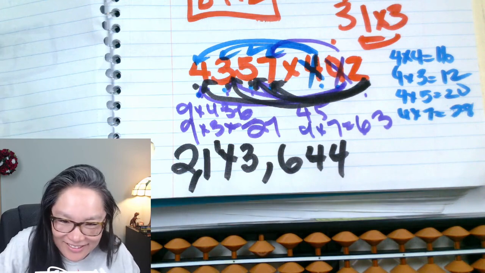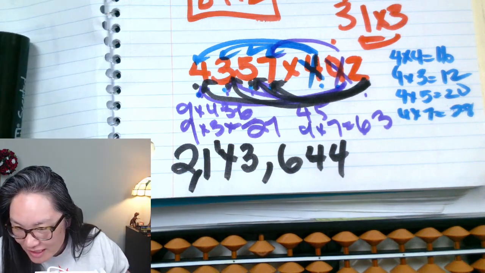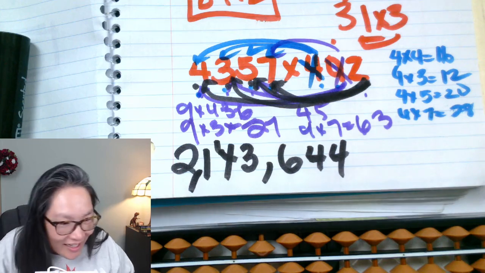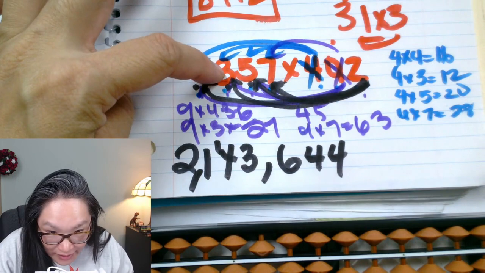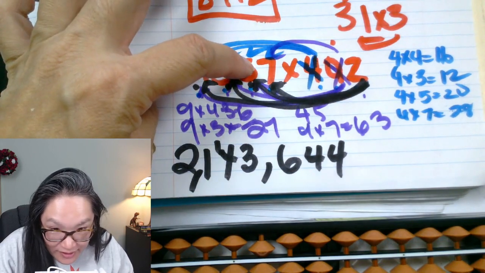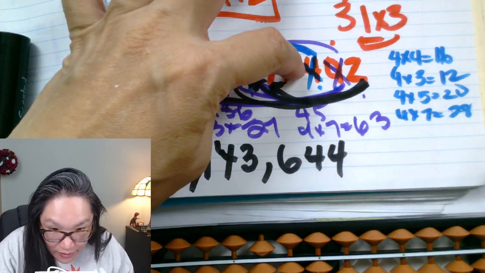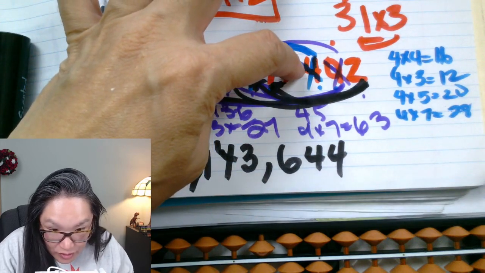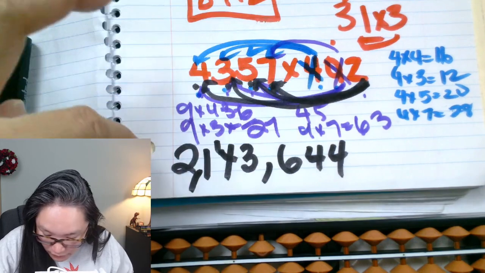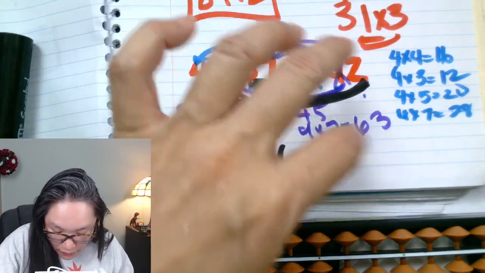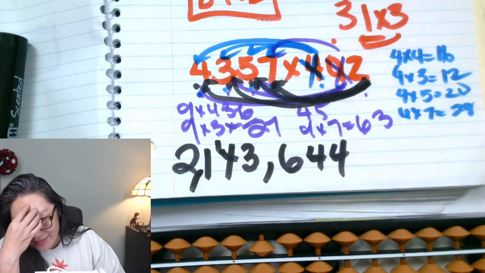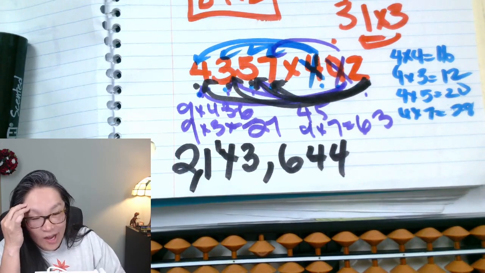Really? I have to check it out. 4,357 times 492. 2,143,644. Yeah, great. Okay, I'm done.